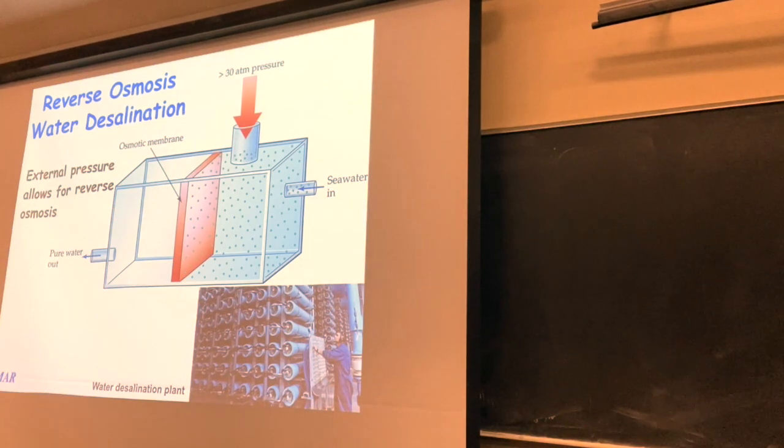These are all little tiny tanks. The pressures are pretty large, right? 30 atmospheres is nothing to smile at. But anyway, the pressures are pretty large. It pushes the water out, and this is now a viable way to get drinking water.